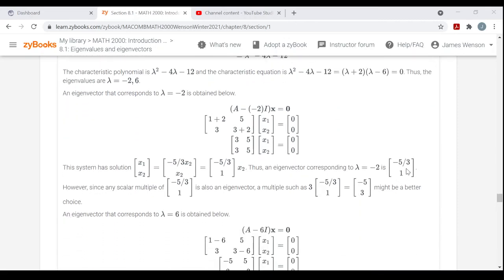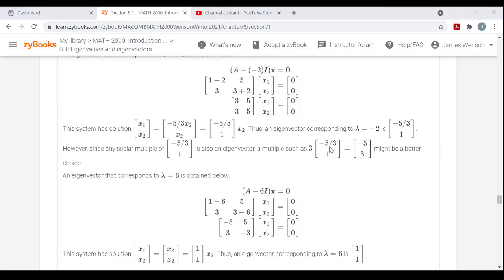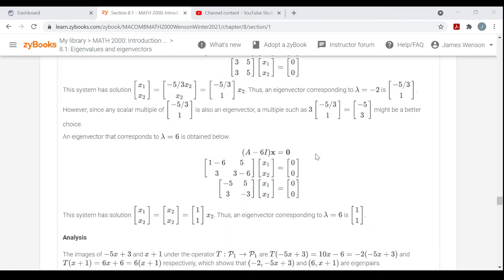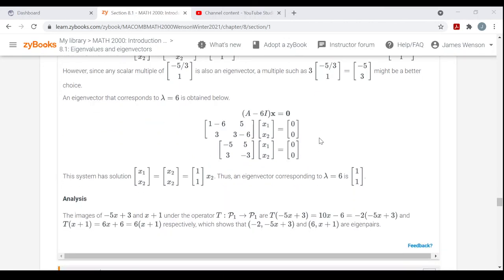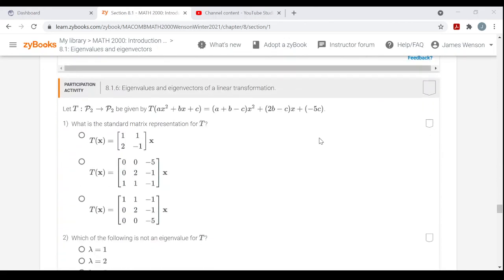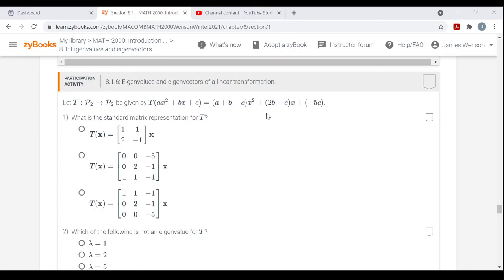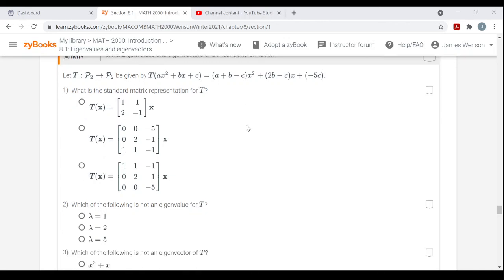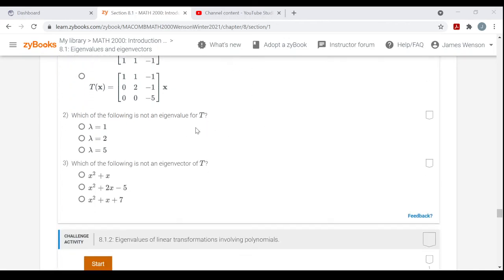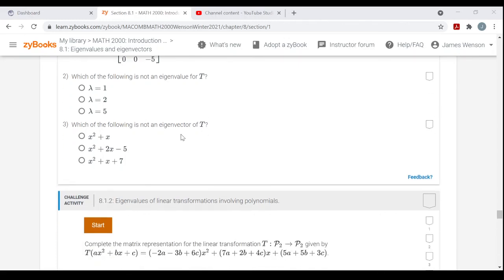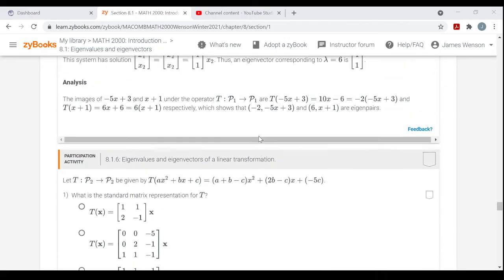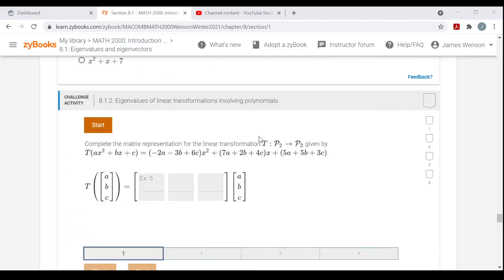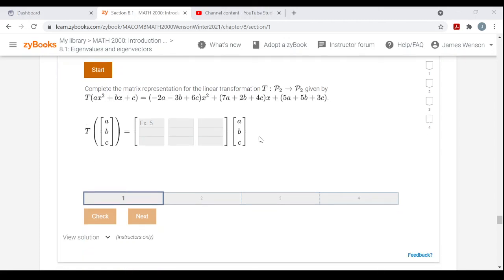And they're showing you that here. Now see, they multiplied by 3 after I got -5 and 3, just to get rid of the fractions like I did. And you'd be asked to do the same thing here. What's the standard matrix? What would be the eigenvalues of the standard matrix? What would be eigenvectors for this transformation between spaces of polynomials? So I'll let you work on that on your own. And also for the challenge activities, I'll let you work on those on your own as well.